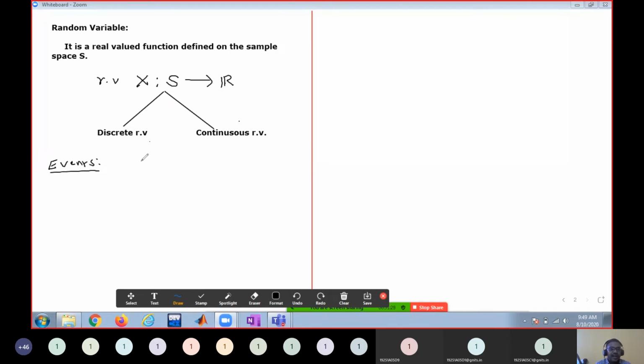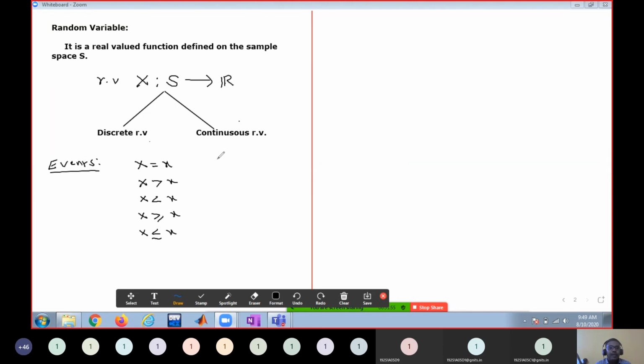What are the events? X equal to x. The probability that X equal to 3 heads, X equal to 2 heads, X equal to 0 heads. So X equal to x is an event. X greater than x is an event. X less than x is an event. X greater than or equal to x is an event. X less than or equal to x is an event.